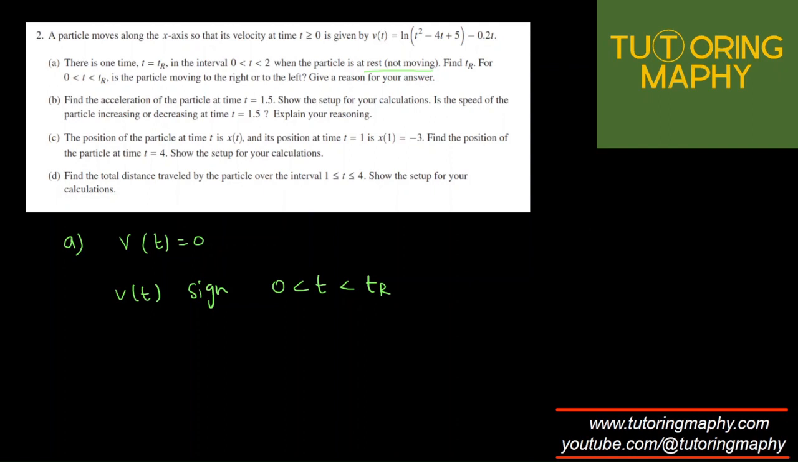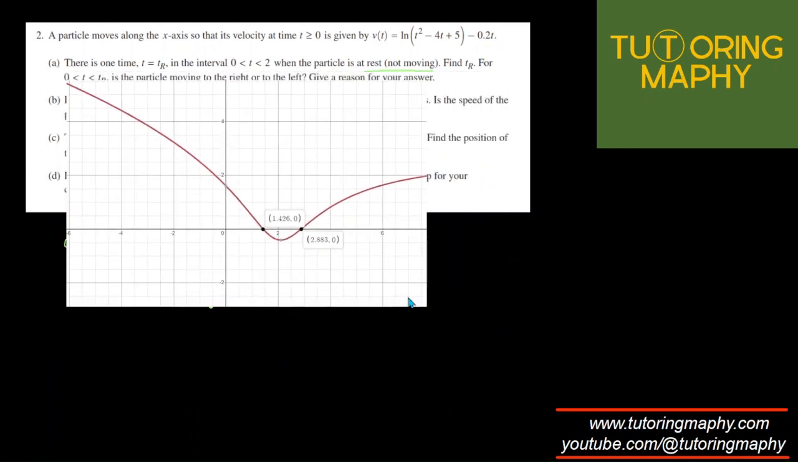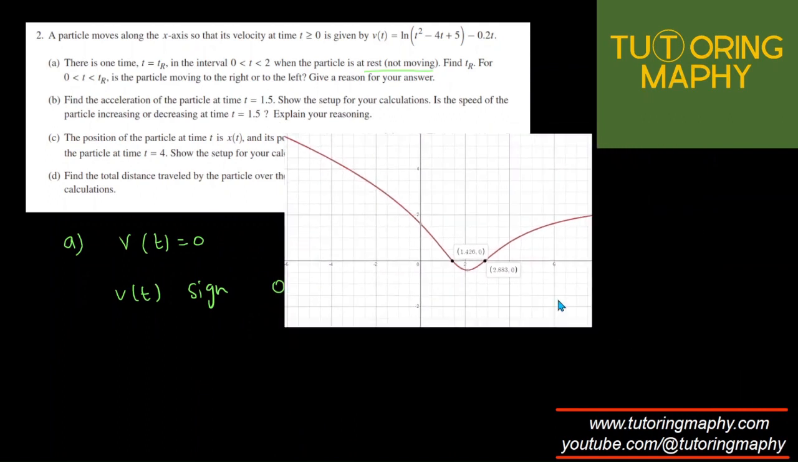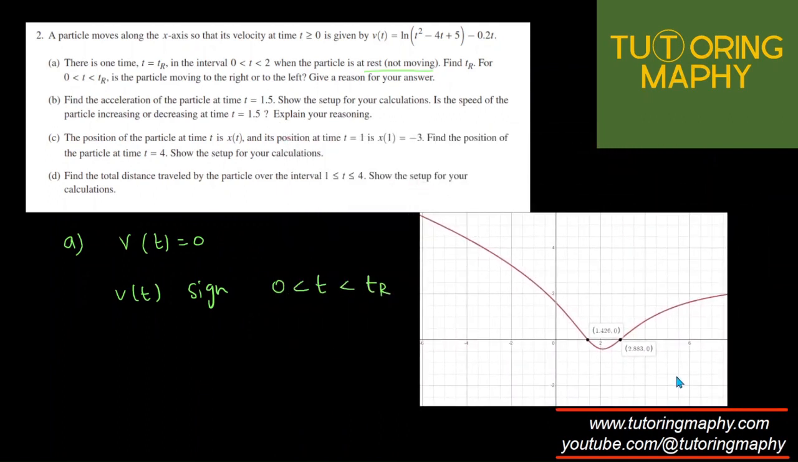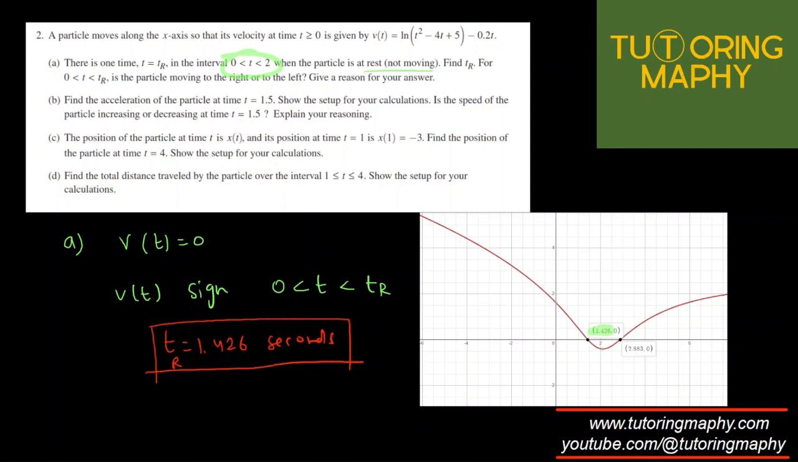If I do that, the graph of the velocity comes out as something like this. And we can see that there are two times at which the velocity is 0. One is this and one is this, but they are interested in the interval from 0 to 2. So we will answer that this is that time. Up to 3 decimal places, the time comes out as 1.426 seconds. That is the value of t sub r.